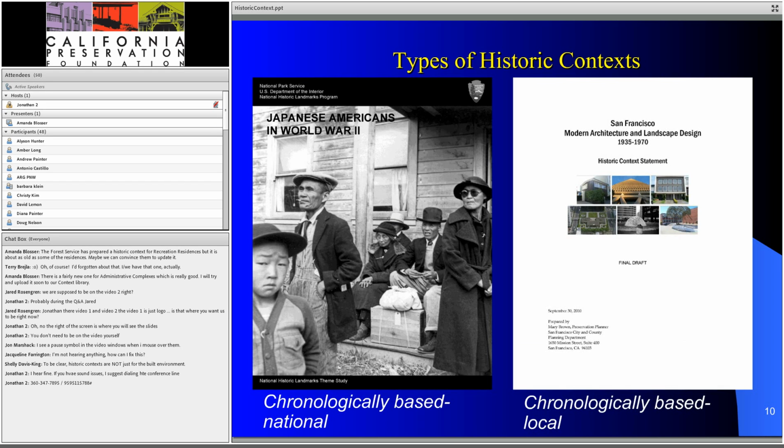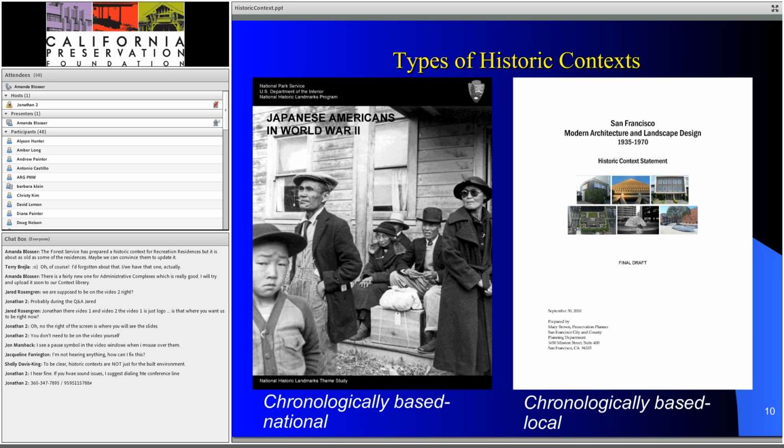Another way to organize is based on chronology, so by a time period. The one on the left is the Japanese Americans in World War II. So obviously it's during 1940 to 1945. It's also thematic. It covers the Japanese Americans in that period. It's a national landmark study, so it's also at the national level, it covers the nation. The one on the right is San Francisco Modern Architecture and Landscape Design.